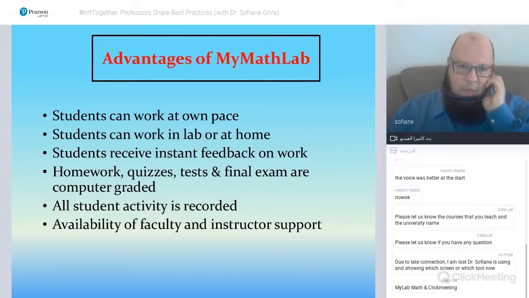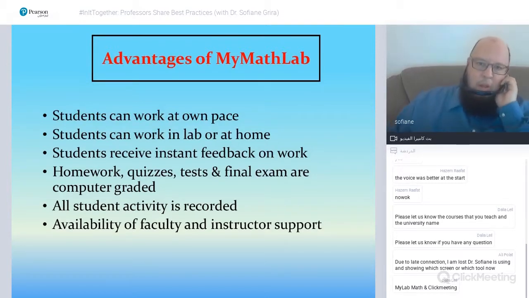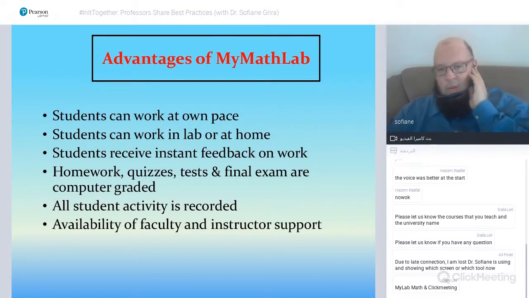The advantages of MyMathLab: students can work at their own pace. The student can work in the lab or at home. The student receives instant feedback on work. The homework, previous tests and final exam are completely graded. All the student activity is recorded, so as I said before, you can track everything. And there is the availability of faculty and instructor support.